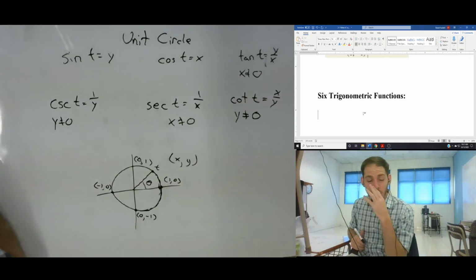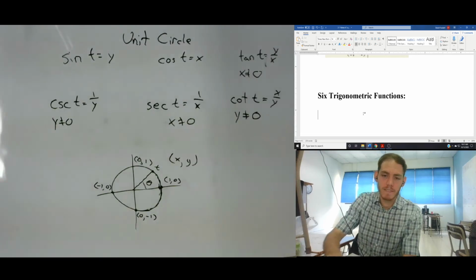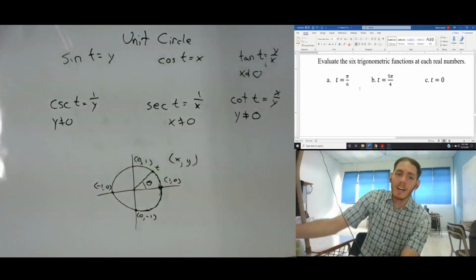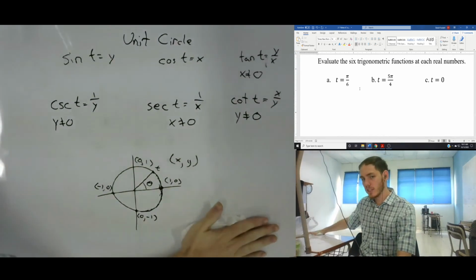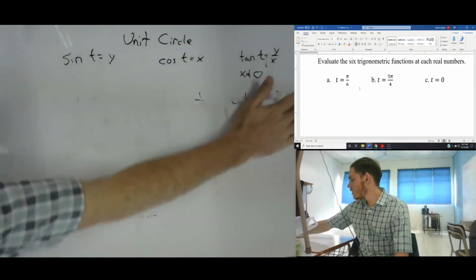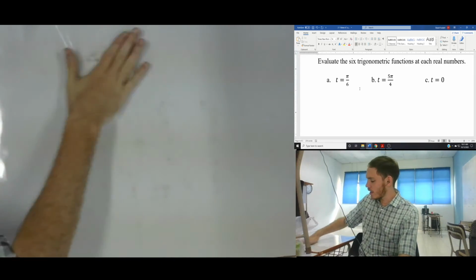Now I want you to pay close attention because we're going to do some exercises with this in class, okay? You're going to evaluate the 6 trig functions for the real numbers t equals pi over 6, t equals 5 pi over 4, t equals 0. We're going to fill in a unit circle together. I will have you memorize it because it is very useful for the rest of this class. So we're going to practice these parts in class, okay?